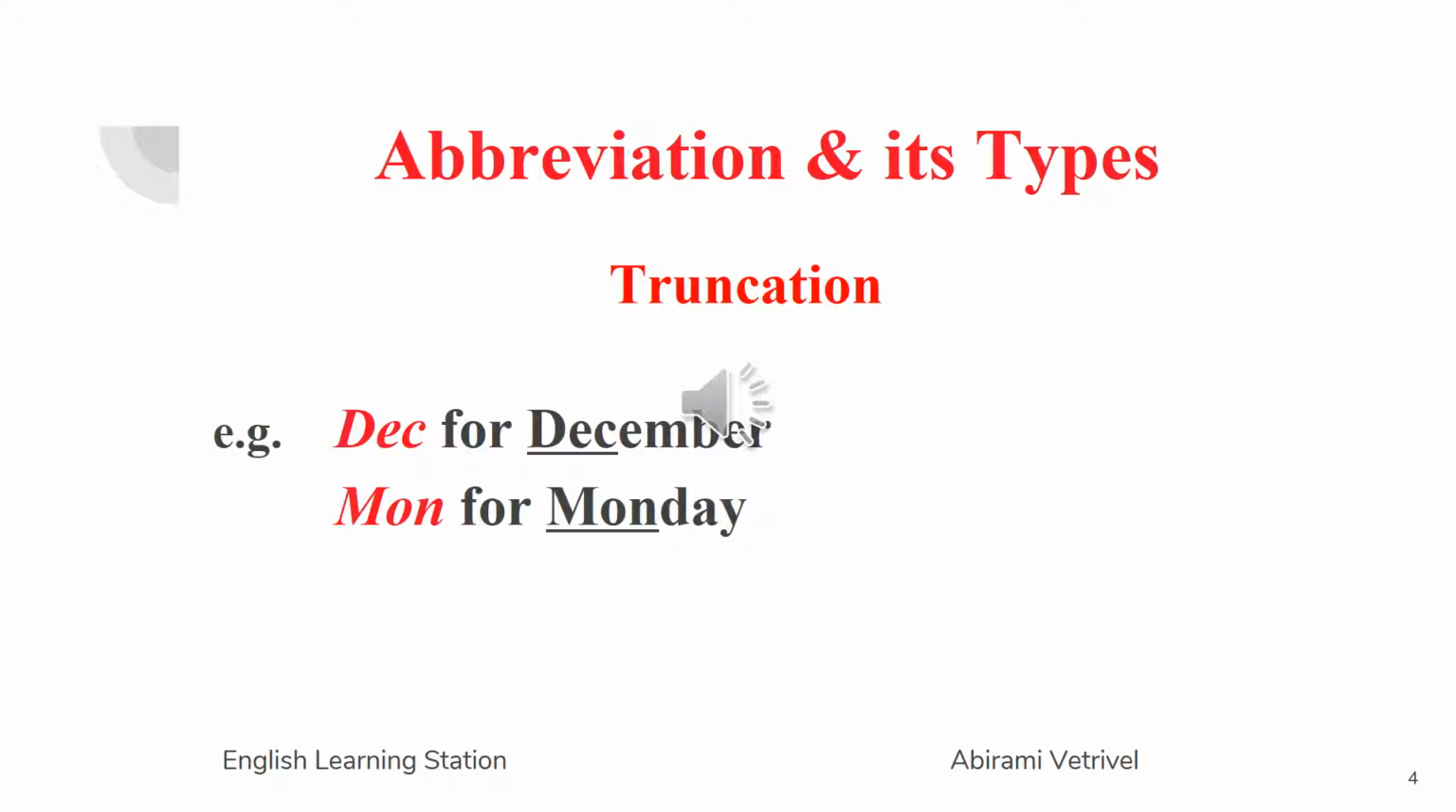The next type of abbreviation is truncation. Truncation is another type of abbreviation which consists of only the first part of the word. For example, we commonly use the truncated form of December as DEC and MON for Monday. So, this is what we mean by truncation.